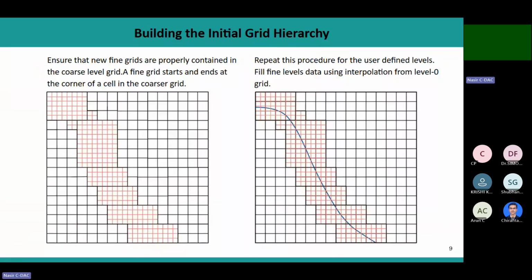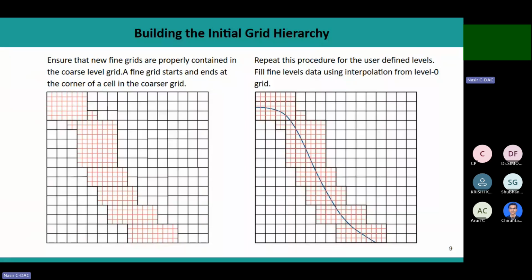And the same thing we can repeat recursively for finer grids. But in our problem, I just use level 0 and level 1. But we can increase to a second level, third level according to gradient conditions. Because if the gradient is greater than 0.1, the first fine grid; if the gradient is greater than 0.2, then the second fine grid, like this.